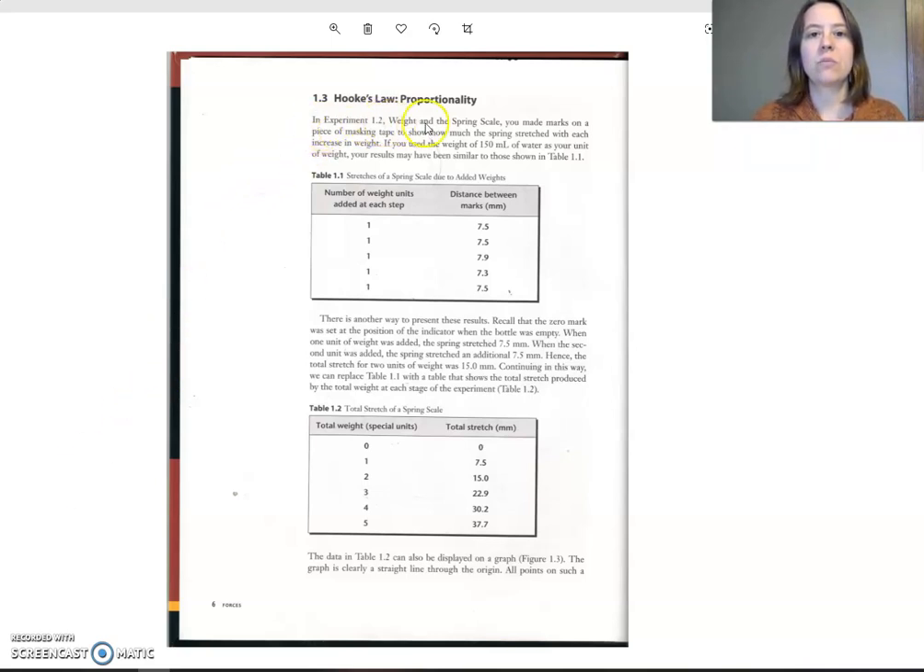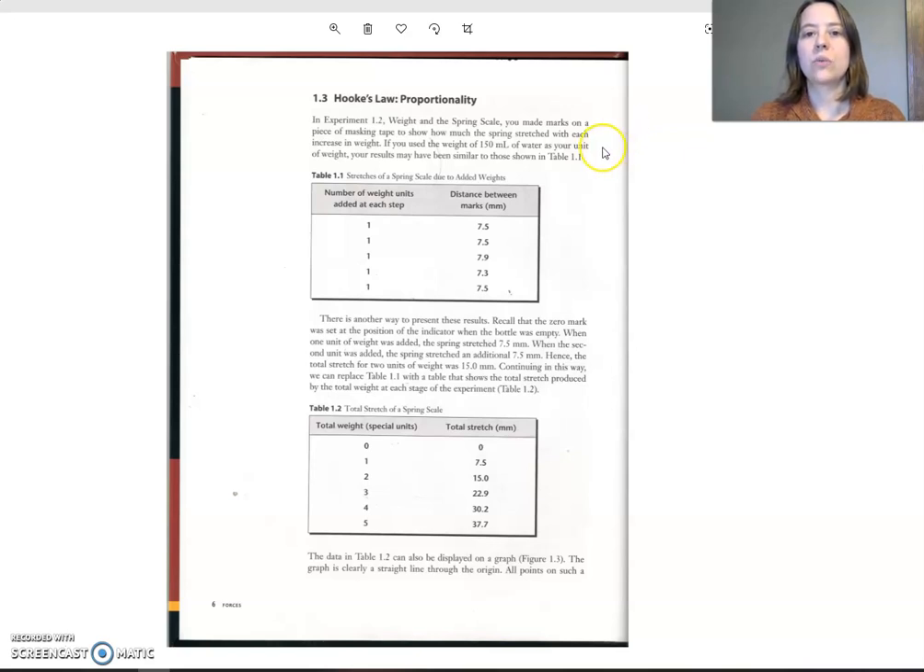In experiment 1.2, weight in the spring scale, you can imagine making marks on a piece of masking tape to show how much a spring stretched with each increase in weight. Every group would have a different amount of water, maybe 50 milliliters or 100 milliliters or 150 milliliters, and as you can imagine, those would stretch different amounts.